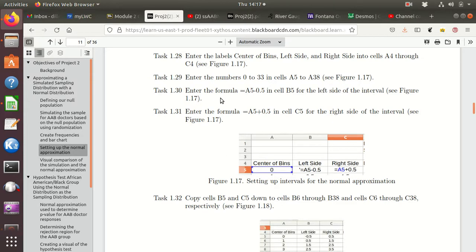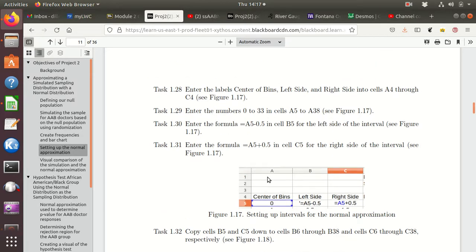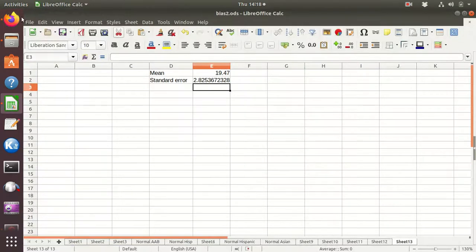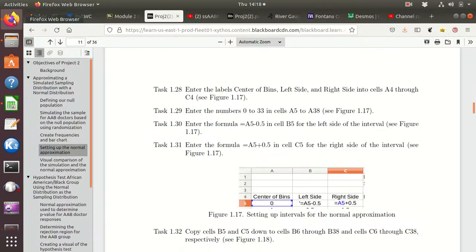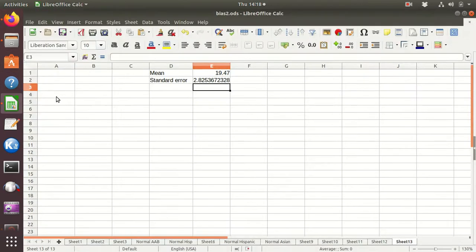Okay, and then I go down a few, and right off the top of my head, I don't remember why I spaced down a little bit, but we want the center of bins, the left side and the right side, because we're making, what was that, 4? Yeah, 4. We're making intervals centered at our numbers. So center of bin, left side, right side.